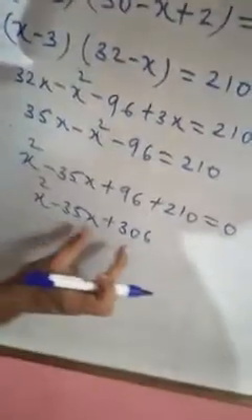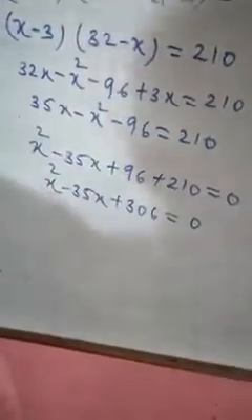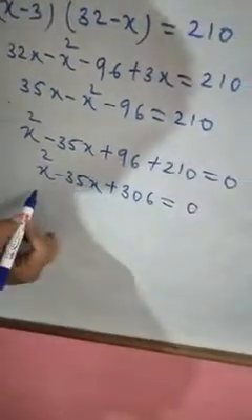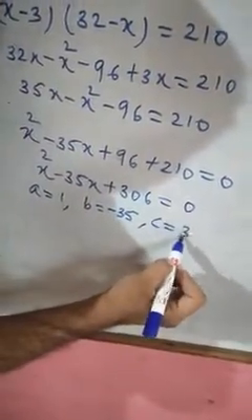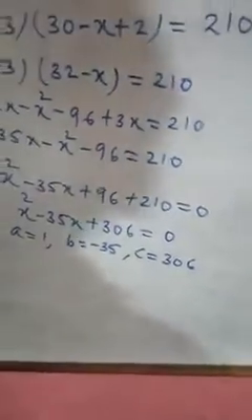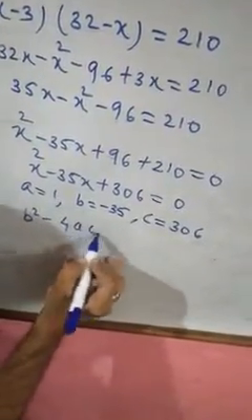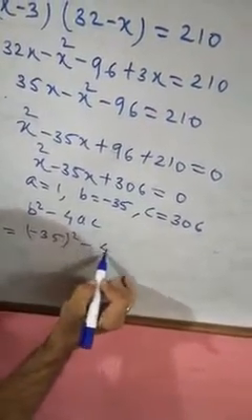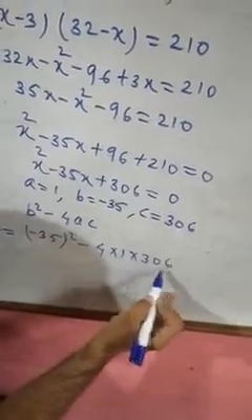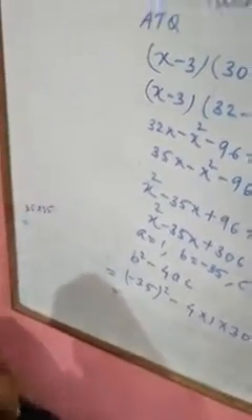So x square minus 35x plus 306 is equal to 0. Now if we put in the quadratic formula, a is 1, b equal to minus 35, and c equal to 306. On applying the quadratic formula, first we'll find b square minus 4ac. The b value is minus 35, a value is 1 and c value is 306. So 35 square is 35 multiplied by 35, which equals 1225.